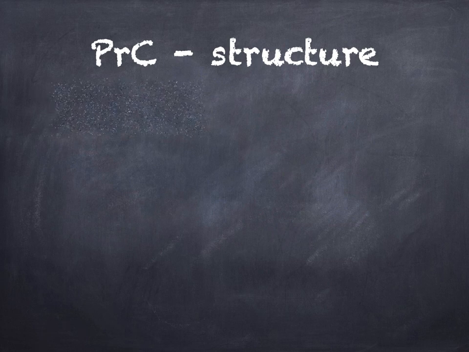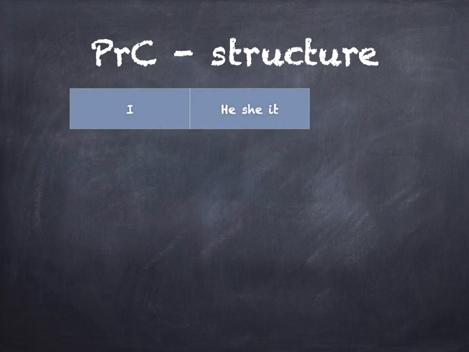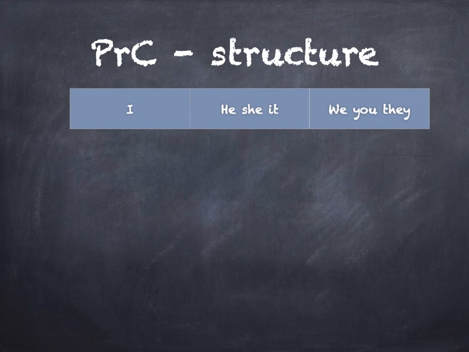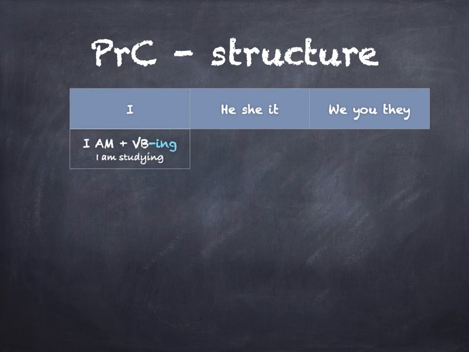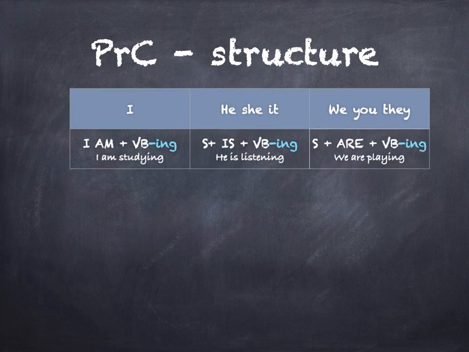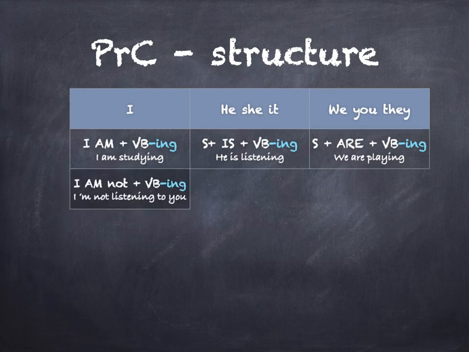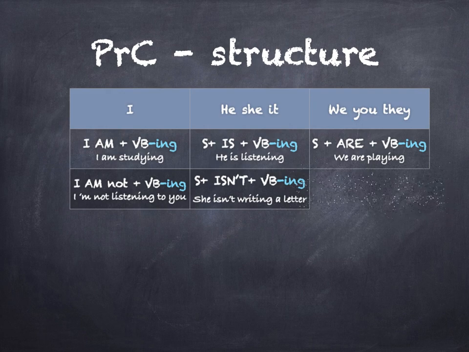Then as for the present continuous, remember that we have to use the verb to be with the ing. So we have three different instances. If the subject is I, then I will be using am. I am studying. For he, she, it, I will be using is. He is listening. For we, you, they, we are going to use are. We are playing.